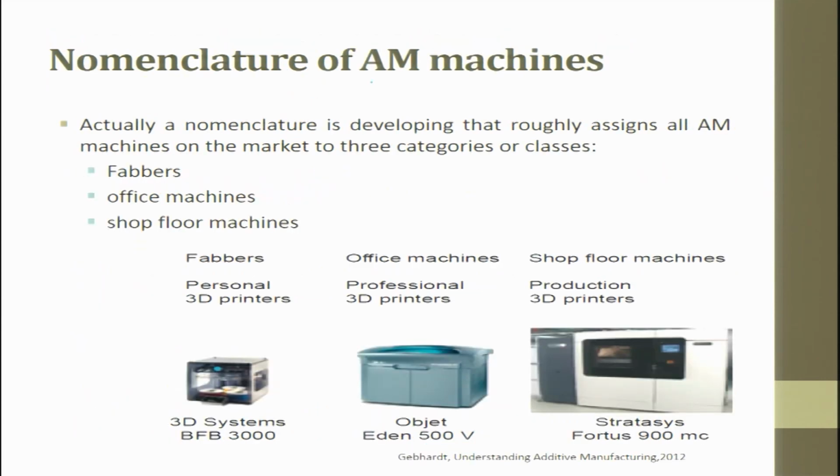So, the nomenclature of additive manufacturing machines: a nomenclature is developed that roughly assigns all additive machines on the market to 3 categories: Fabers, office machines and shop floor machines. So, Faber is nothing but personal 3D printing machines like this, Fabers. Then office machines are 3D printers which are slightly bigger, and shop floor machines are much bigger for larger parts.